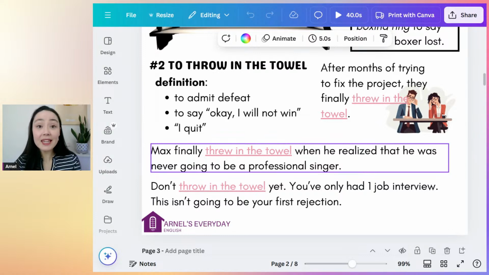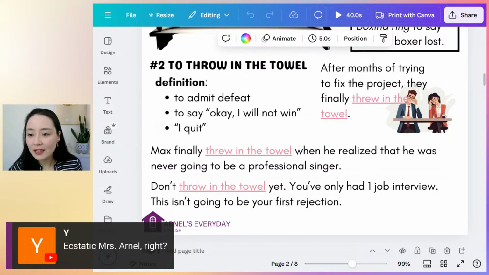Let's keep going and keep the examples coming. I love your examples. Ecstatic, Mrs. Arnel, right? Butterflies in your stomach is more about nervousness. Like you might have butterflies in your stomach before an interview. It's not necessarily happiness.